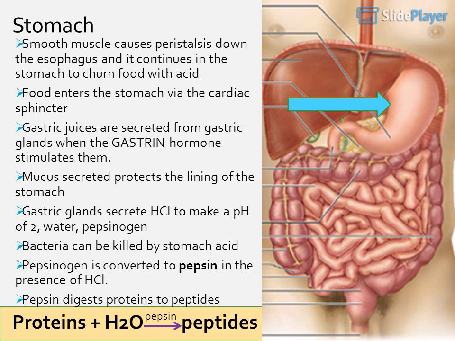Gastric juices are secreted from gastric glands when the gastrin hormone stimulates them. Mucus secreted protects the lining of the stomach. Gastric glands secrete HCl to make a pH of 2, water, and pepsinogen. Bacteria can be killed by stomach acid. Pepsinogen is converted to pepsin in the presence of HCl. Pepsin digests proteins to peptides. Proteins plus H2O yields peptides, with pepsin.